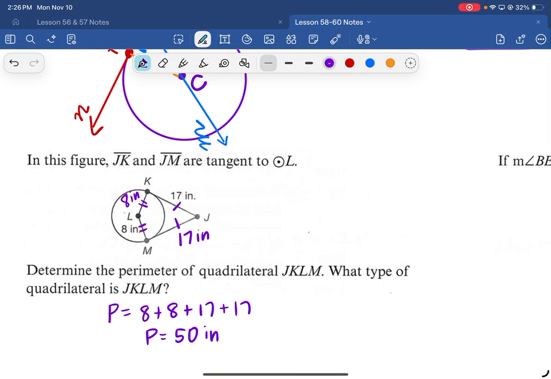Am I finished? No. Why not? Because you need to know what type. Yes, thank you. Y'all are getting into such a good habit of making sure to answer all the parts of the question. Okay, what type of quadrilateral is it?